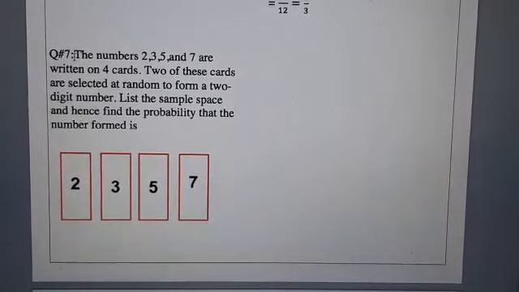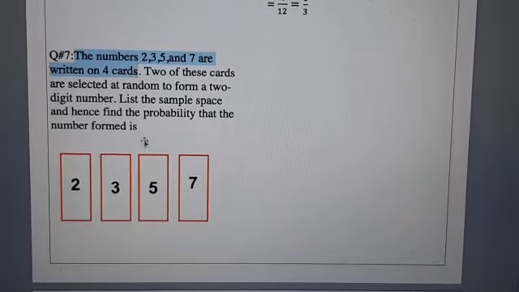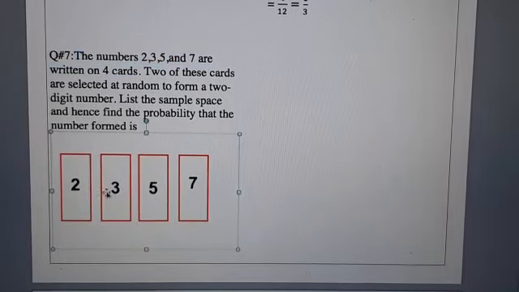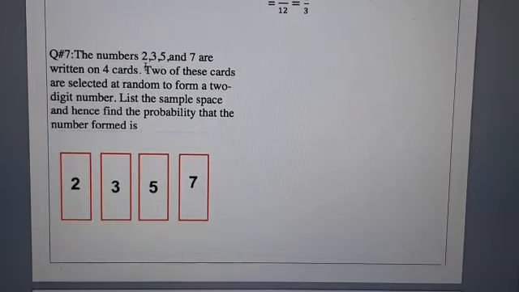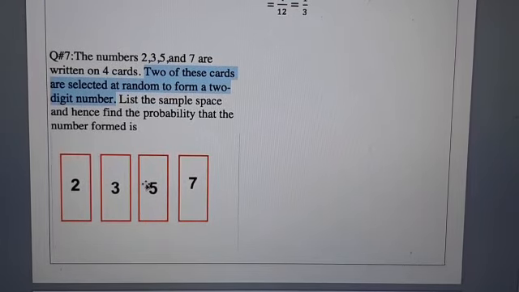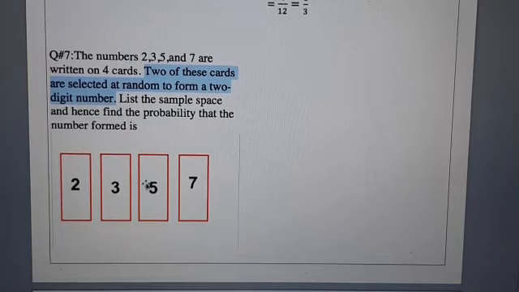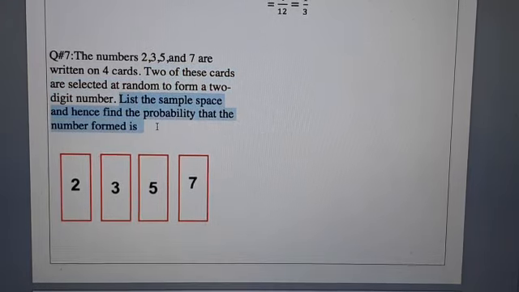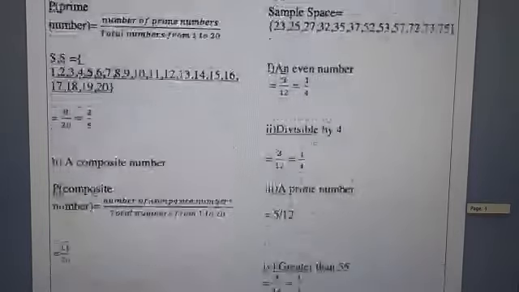Then we have another question. The numbers 2, 3, 5, 7 are written on 4 cards. As you can see over here, we have 4 cards having numbers 2, 3, 5, 7. Now 2 of these cards are selected at random to form a 2-digit number. Now we are going to select 2 cards at once and it will form a 2-digit number. Now list down the sample space and hence find the probability of the following.